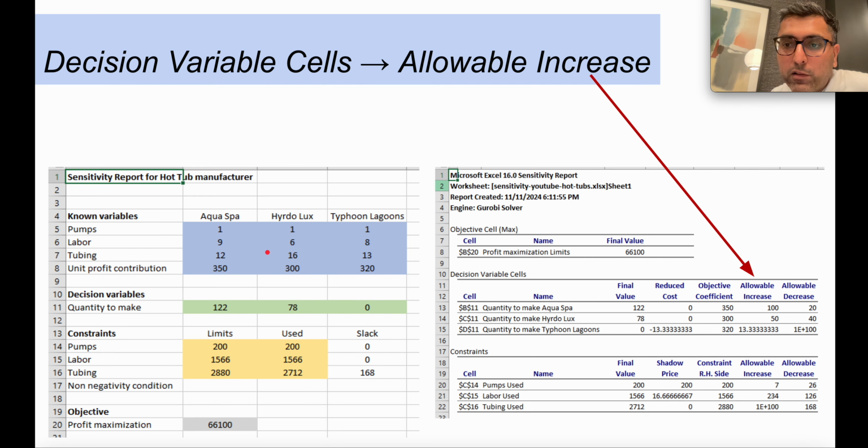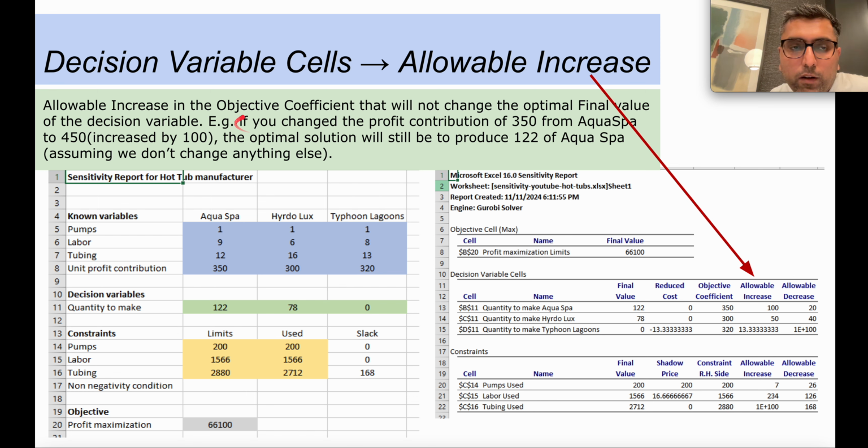Decision variable cells, allowable increase. It will say allowable increase to what? Allowable increase to the objective coefficient. It basically says if 350 were to increase by 100 more, meaning if it were to go from 350 to 450, my optimum solution will still stay the same. That's what it's saying. It's the allowable increase on the coefficient of my objective function for each of these profits. Meaning instead of contributing $350 for each Equispa made, if it contributed 450, I would still produce 122 Equispas.